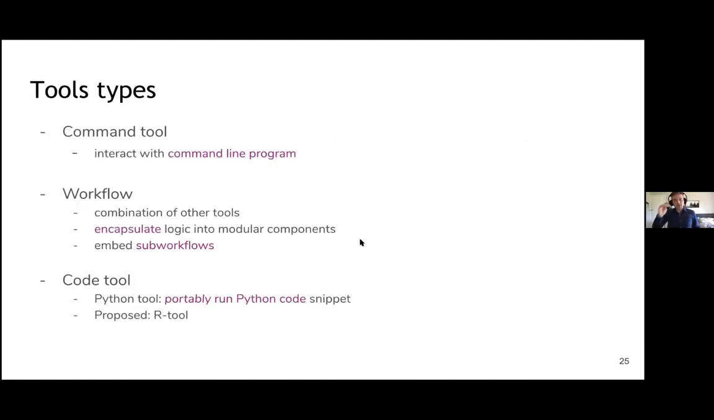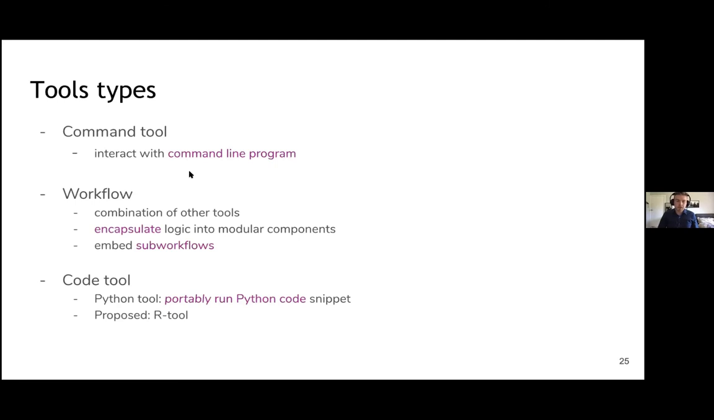So the tool types that are available in Janis are the command tool, which is how we've interacted with command line programs. A workflow is also a different type of tool, which is a combination of these tools. Workflows are mainly used to encapsulate logic into modular components. And because workflows are a type of tool, you can embed workflows into each other.